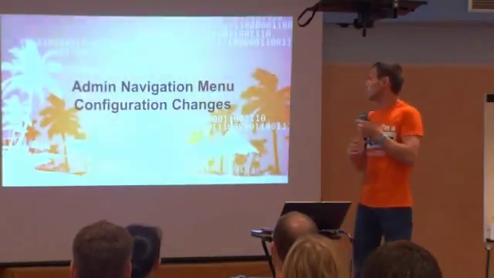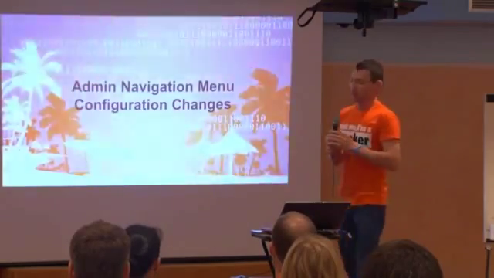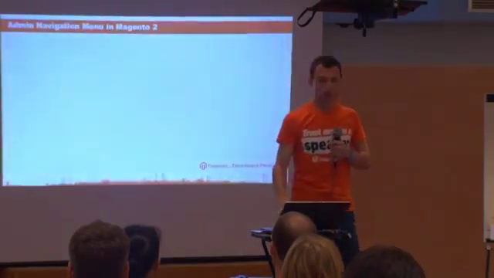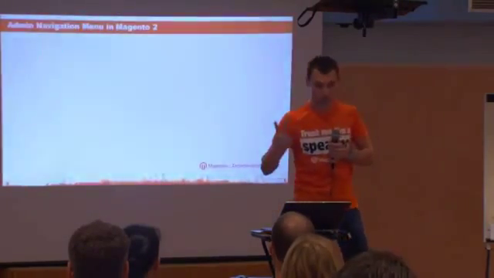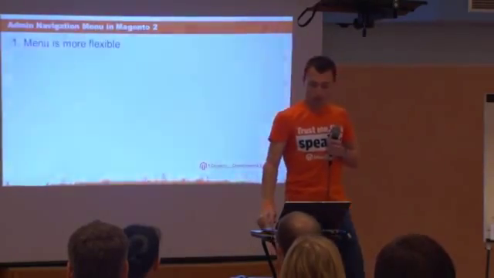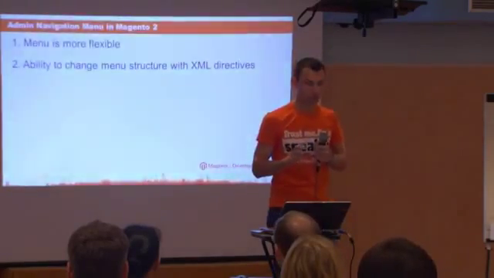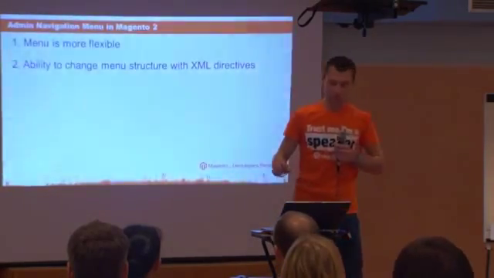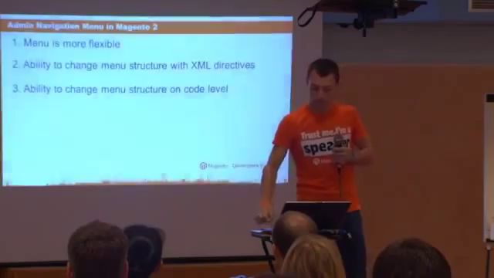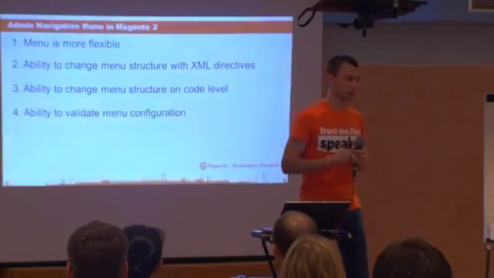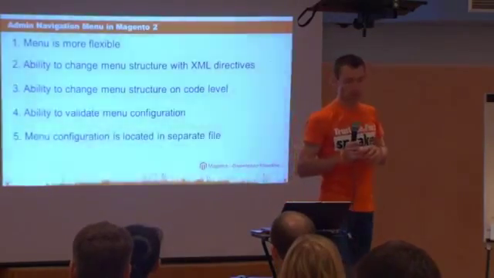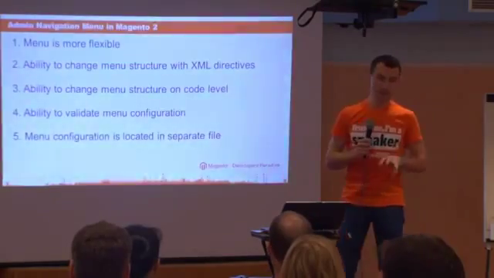And the next topic is admin navigation menu configuration changes. Why did we change this configuration? Because in Magento 2, we want to have an admin navigation menu that is more flexible. Because we want to have an ability to change menu structure with XML directives. Because we want to have an ability to change menu structure on a code level. Because we want to have an ability to validate menu configuration. And one more reason is that menu configuration in Magento 2 is located in a separate file.